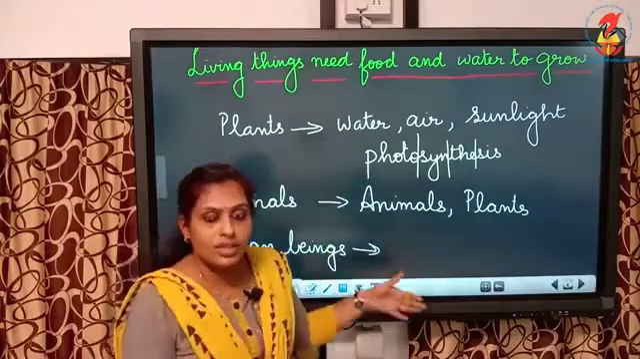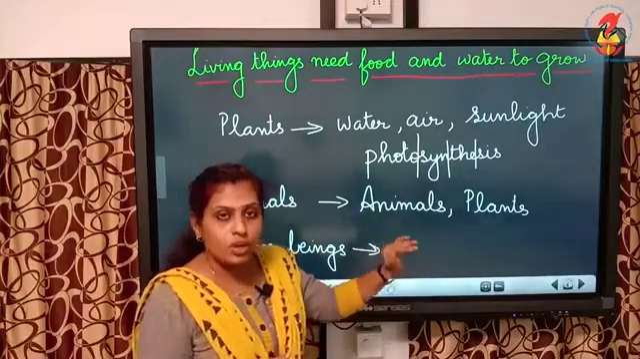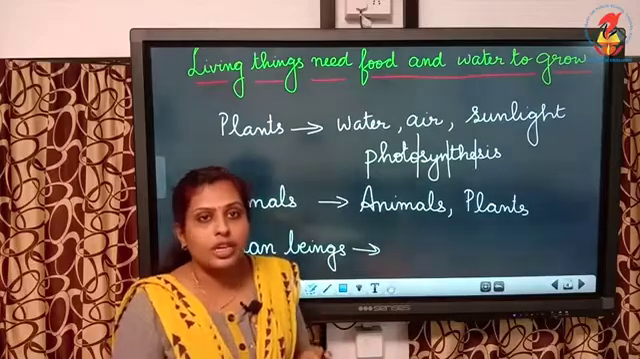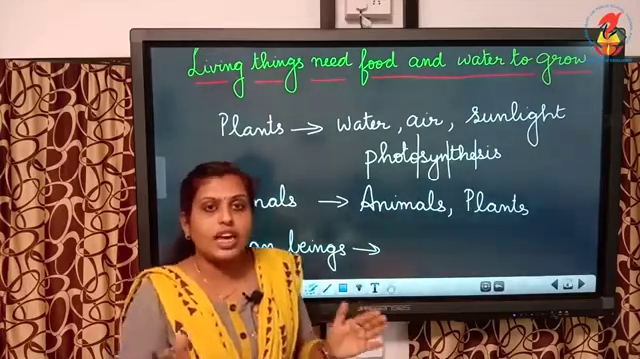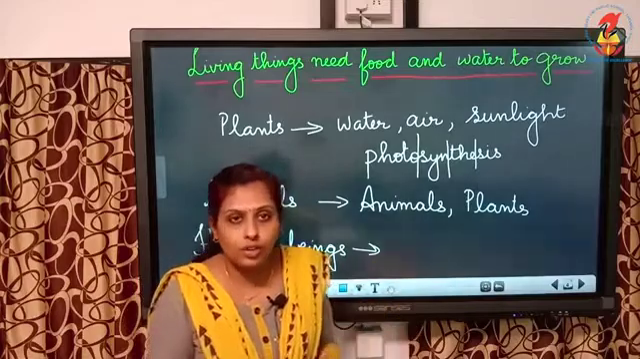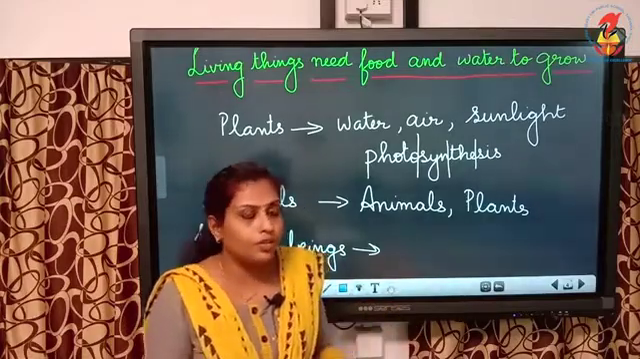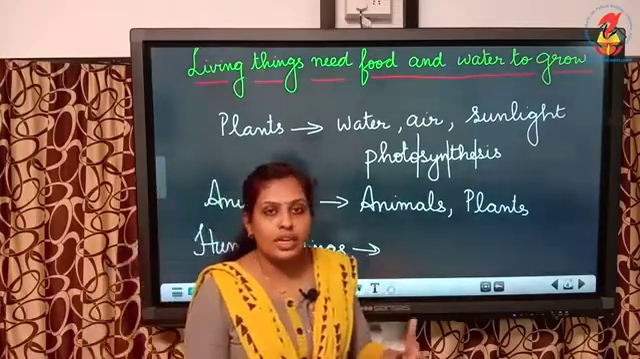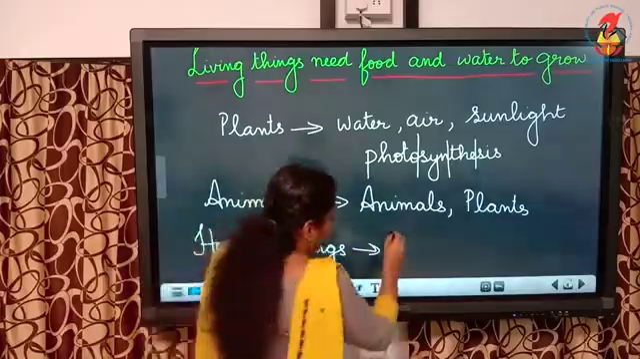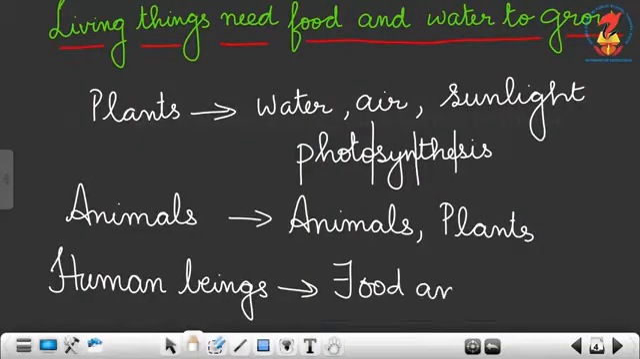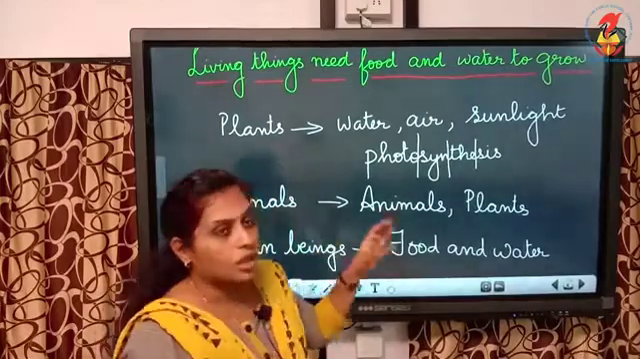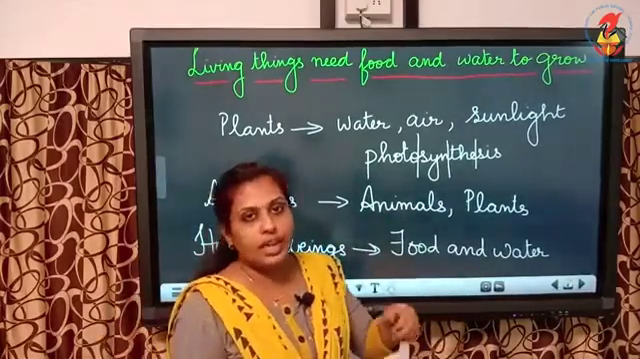Why are we learning all these things? We are learning all these things to show that water and food are what a human being or a living thing should have to grow. Otherwise, they are not able to have a proper growth. If they don't have energy, if they don't have proper food, they don't get proper growth. So human beings also need food and water to grow. Okay, so these are the things needed by each living thing to grow.